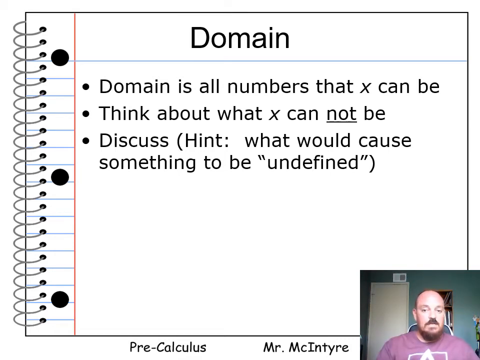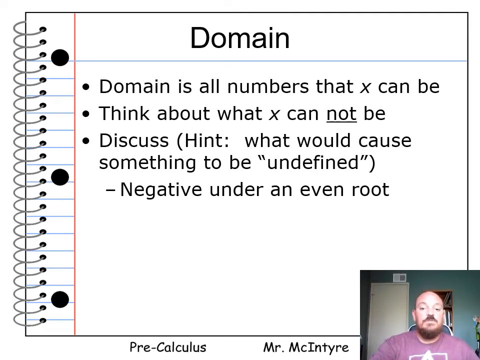All right, hopefully you guys did that. You paused and thought about it for a second. Here is what we have so far. Any negative number under an even root. So if you have like the square root of a negative, that's undefined. So that would not be in the domain. Or a 4th root, or a 6th root, or an 8th root. That's why I said even roots.